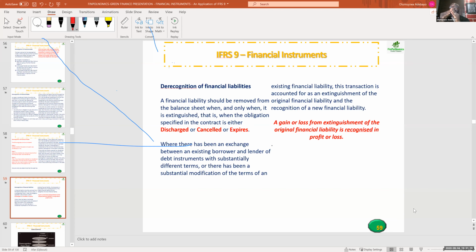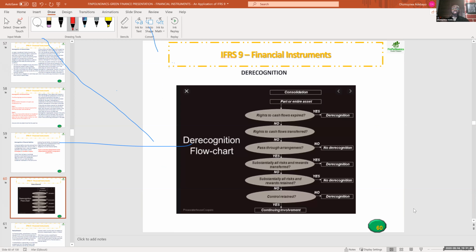Therefore, the value as at the point of the derecognition will be compared with the carrying amount prior to the derecognition, and any gain or loss arising from such derecognition will be recognized in your profit or loss. Now, also we have what we call a chart, you can see it if you follow the process through. Once you're able to answer all these questions, either yes or no, it leads you to the point to now conclude on the derecognition.